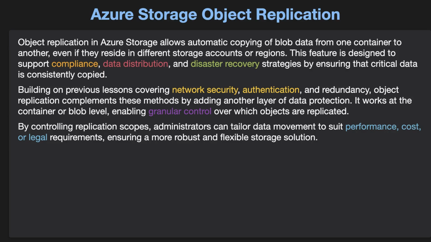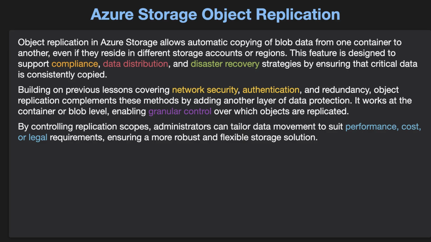Object replication in Azure Storage allows automatic copying of blob data from one container to another, even if they reside in different storage accounts or regions. This feature is designed to support compliance, data distribution, and disaster recovery strategies by ensuring that critical data is consistently copied. Building on previous lessons covering network security, authentication, and redundancy, object replication complements these methods by adding another layer of data protection. It works at the container or blob level, enabling granular control over which objects are replicated.